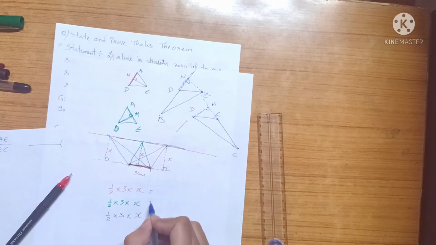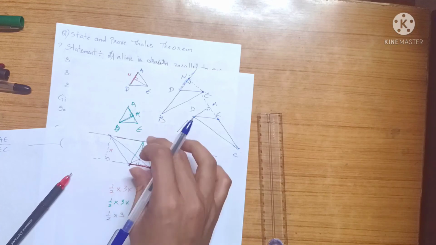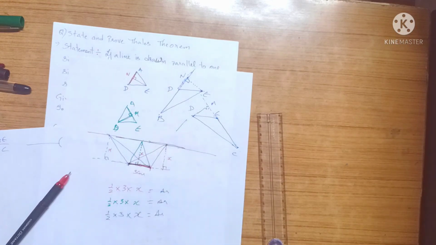So what we can conclude is that all the areas, no matter how many triangles you draw, from the same base between two parallel lines, it will always be exactly same. The areas will always be same.